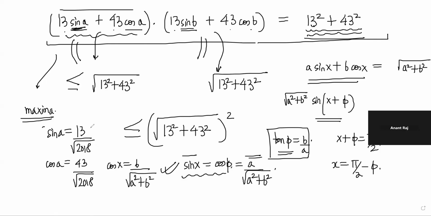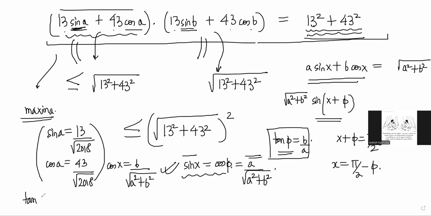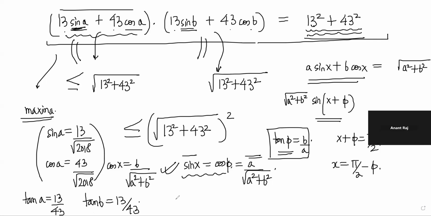Similarly, for B also the same thing should happen. No, sin B should be 13 by this and cos B should be 43 by this, right? Yes, sir. So notice that in each case tan A is what? 13 by 43. Yes, sir. tan B is also 13 by 43, right? So tan A tan B product is 169 by 1849.